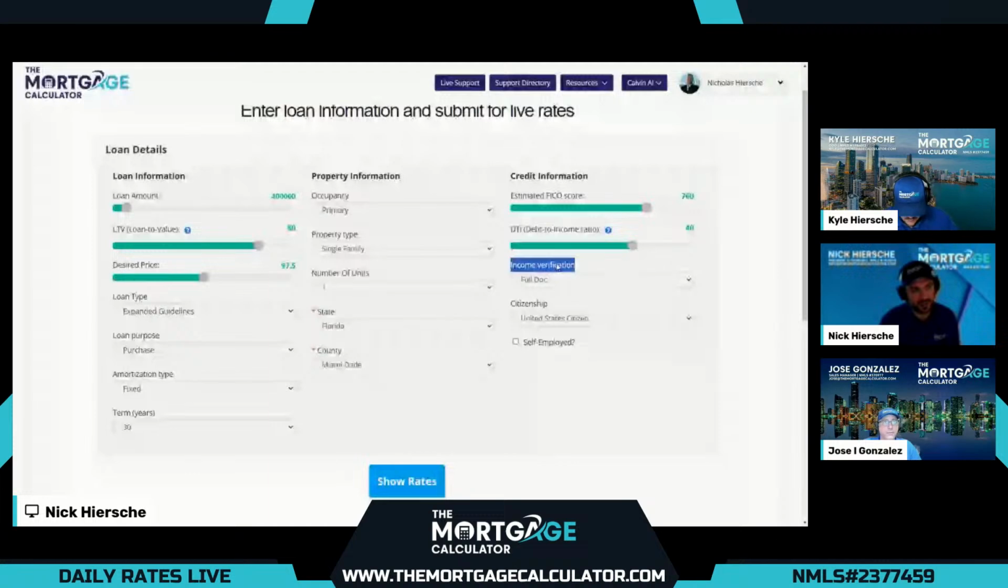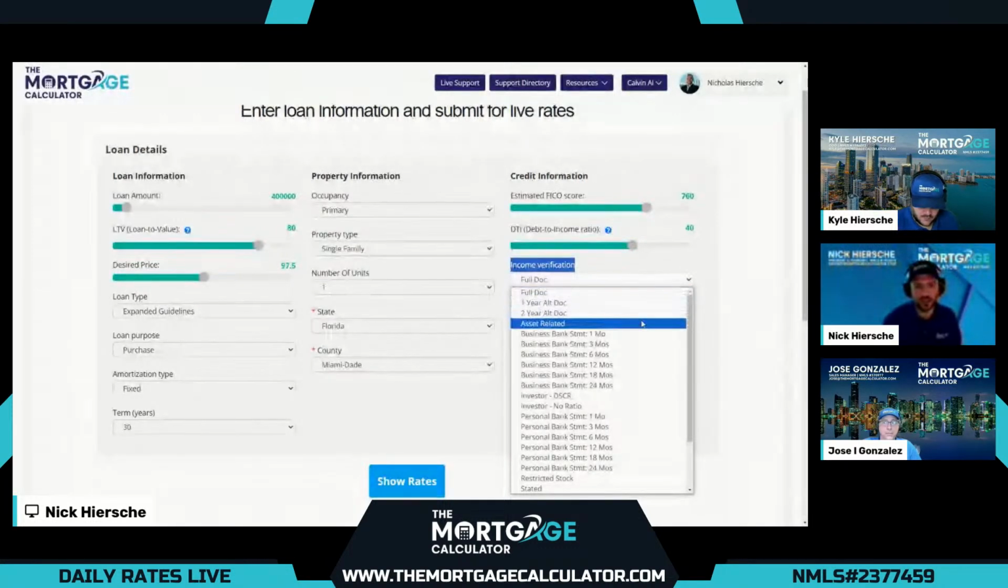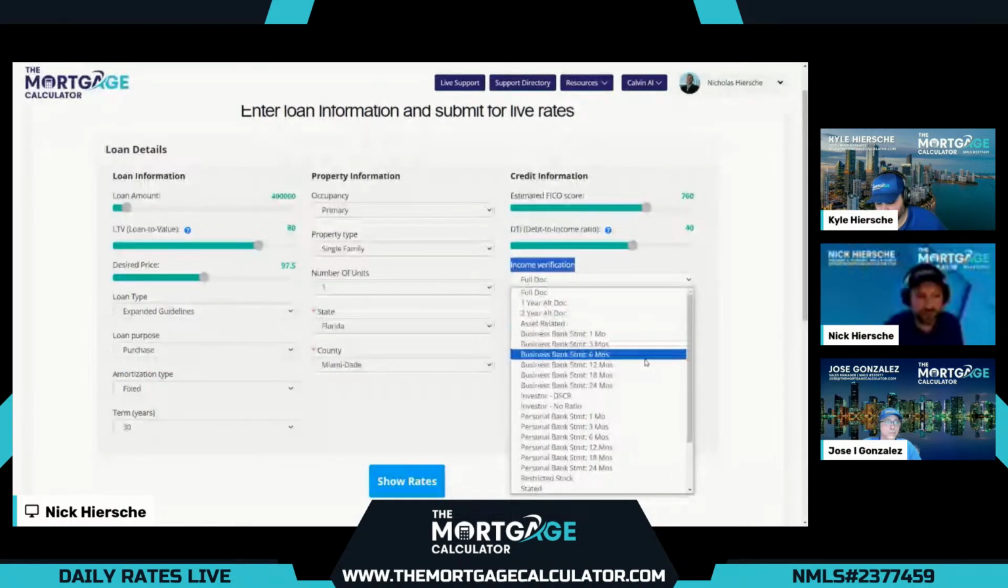box that pops up where we can change the income type. So if our customer doesn't qualify, which is what's required for conventional and FHA, that's 2 years of tax returns, we'll choose one of these alternative options. We have asset-related programs, business bank statement. Investor programs are just for investment properties.